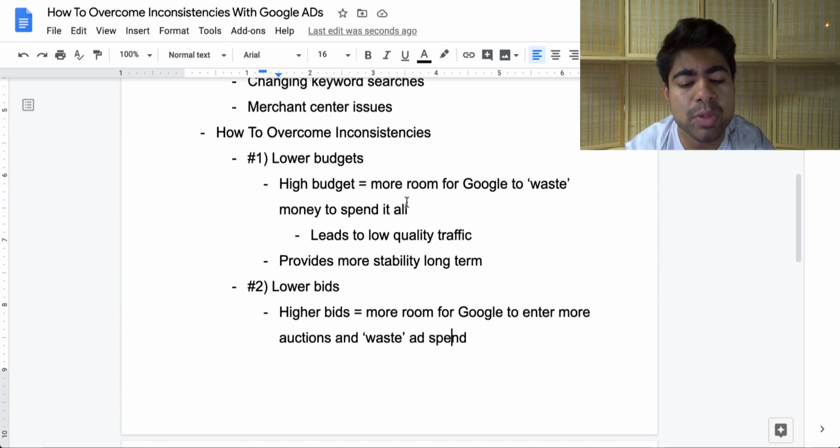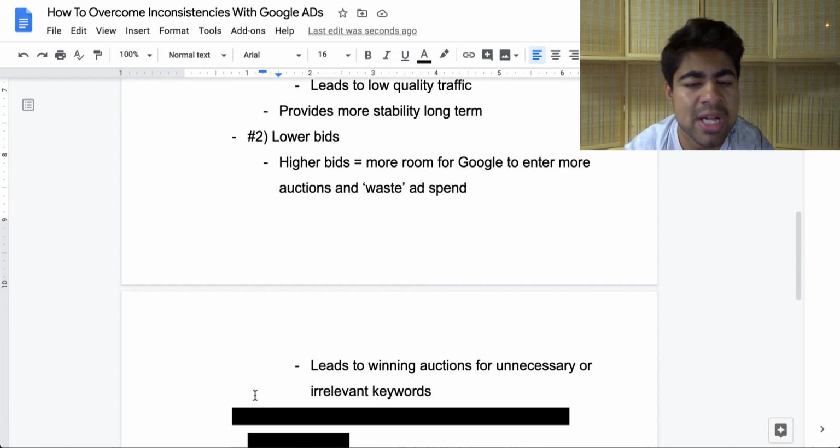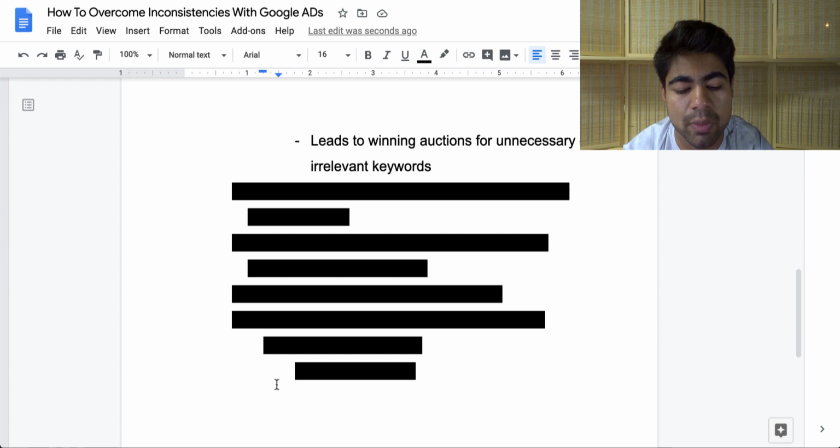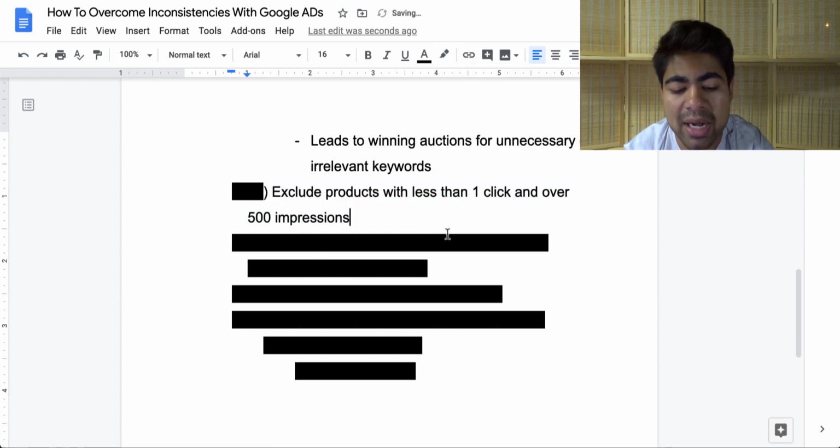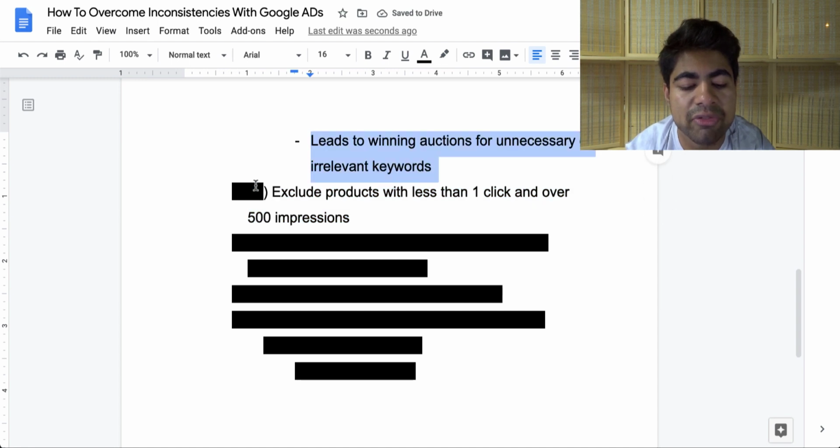And by the way, you want to be doing any of these steps individually and then waiting a period of 7 to 14 days before making any other changes, because I really recommend that you try all of these things together on all of your campaigns after you, of course, do each one individually and wait a certain amount of time, because if you do everything at once, you really won't know what is working and what is not working. But that brings me to my next point, which is excluding specific products with less than 1 click or over 500 impressions.